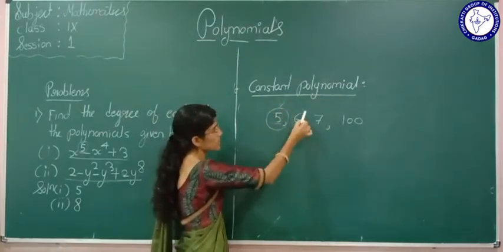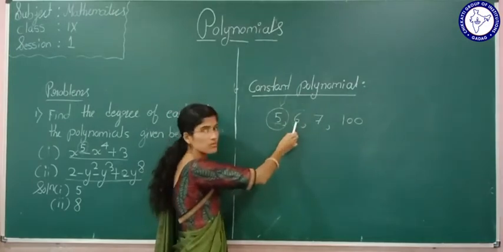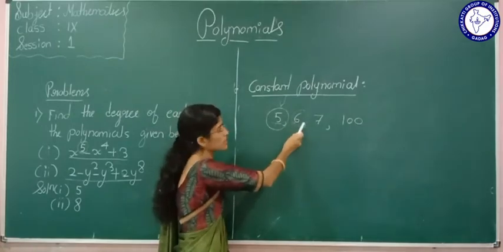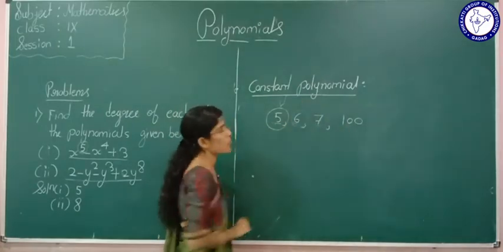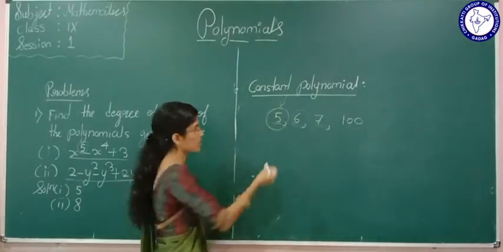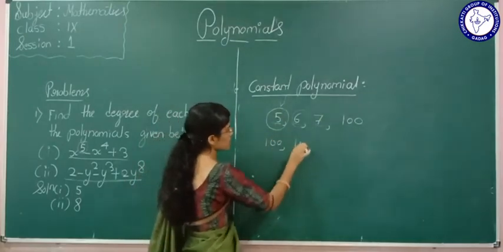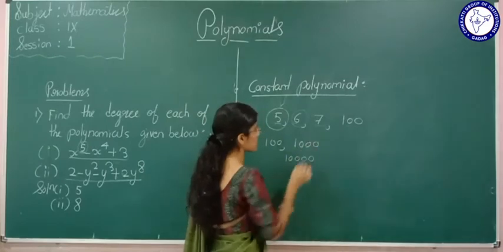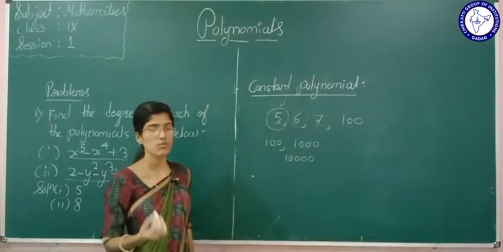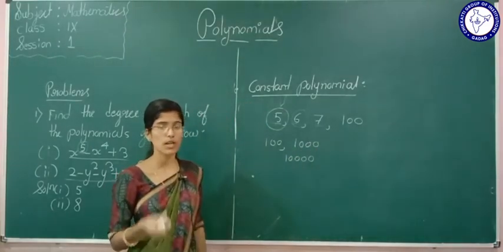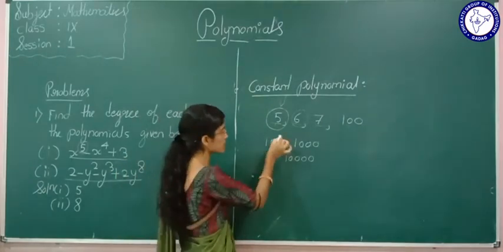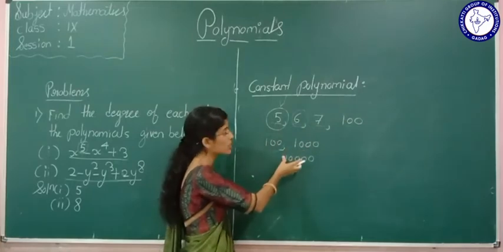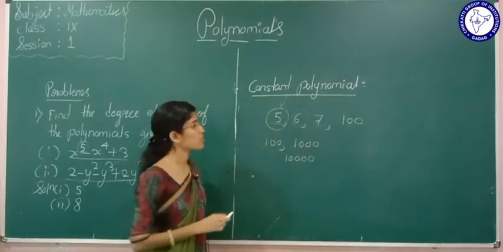This is also containing one term, consisting of a constant term. Yes, these all are the examples for constant polynomial. Now see here, 100, 1000, 10,000. Okay, these all are examples for constant polynomial. What is a constant polynomial? A polynomial containing one term consisting of a constant term. These all are constant, no? This is an example for constant polynomial.